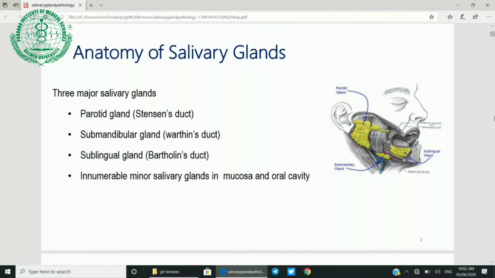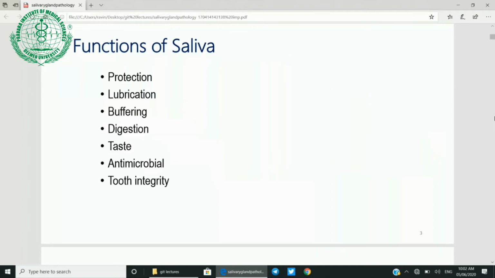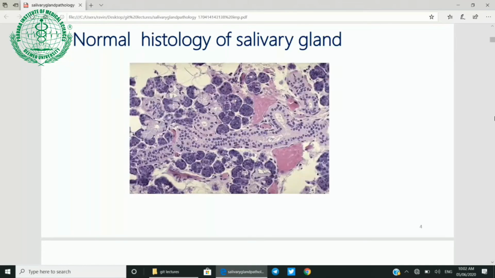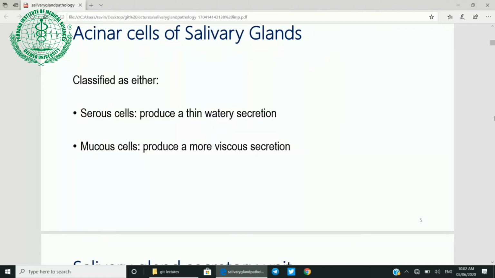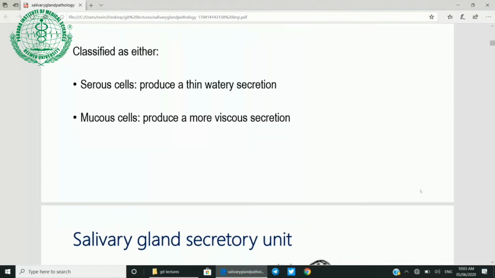There are three major salivary glands, the parotid gland, the submandibular gland and the sublingual gland, and the rest are minor salivary glands located in the mucosa of the oral cavity. The function of these glands is to produce saliva, which is important for protection, lubrication, buffering, digestion and taste. This is the normal histology of the acini and the ducts. The acinar cells can be classified into serous cells, which produce a very thin watery secretion, and mucous cells, which produce a more viscous type of secretion.